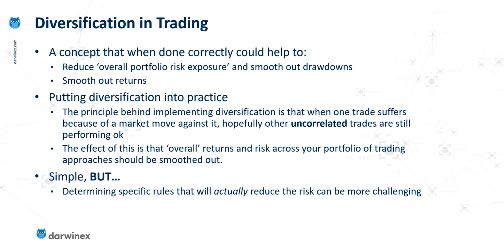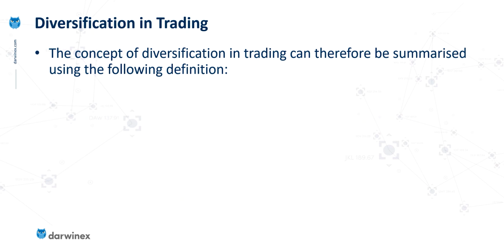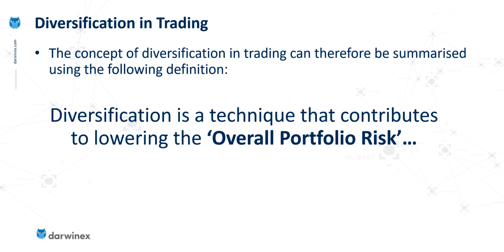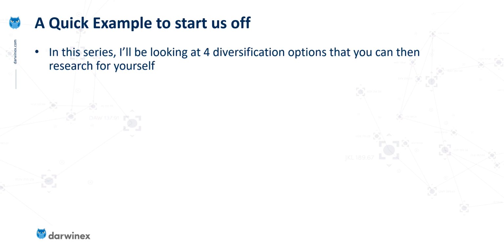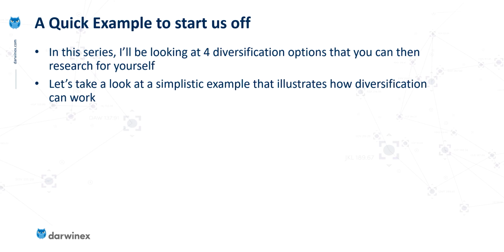And so based on all of that, we can now put together a concept for diversification in trading and summarize that as follows. Diversification is a technique that contributes to lowering the overall portfolio risk, enabled by the trading of multiple uncorrelated techniques. And one of the most powerful ways of illustrating this is by looking at an example. And as I said before, I'm going to cover 4 diversification techniques in this series, but we're just going to start off by looking at an extremely simple example of one of those.